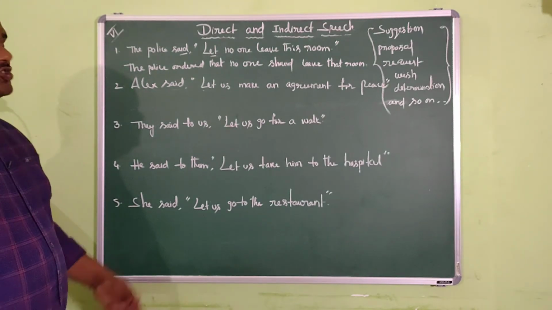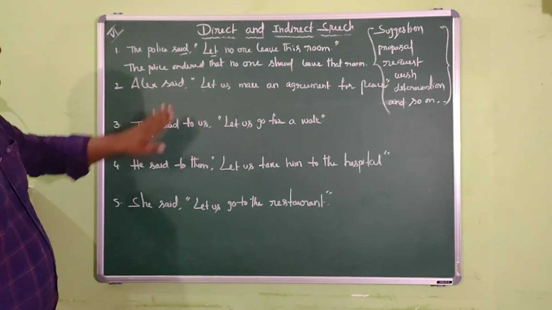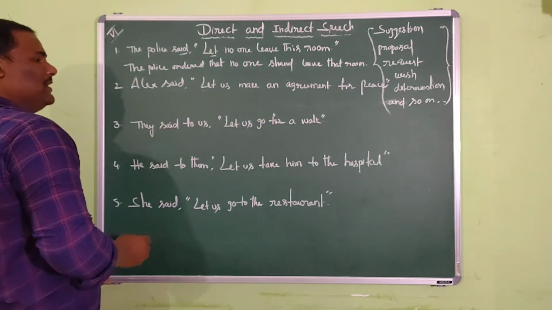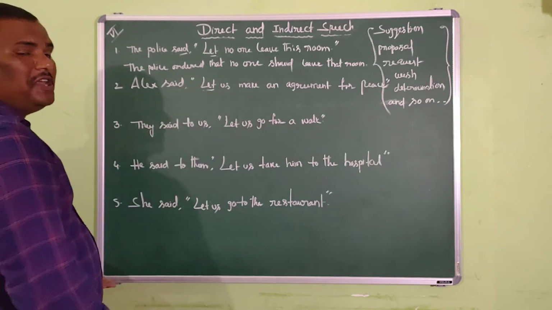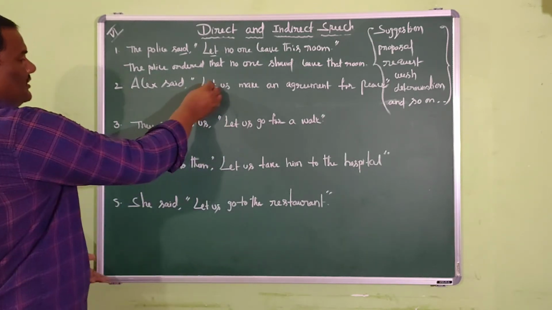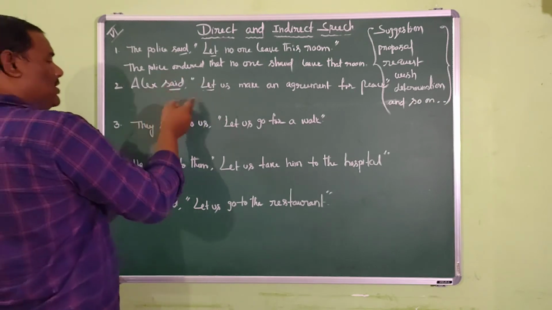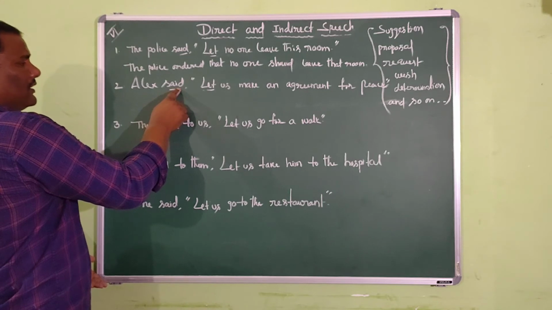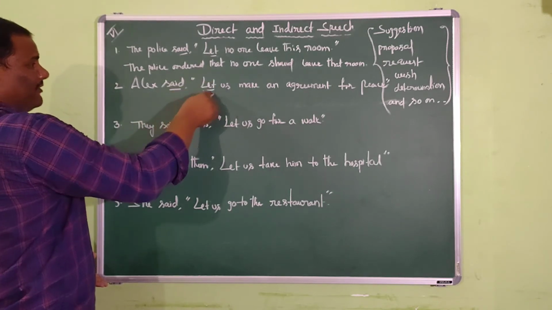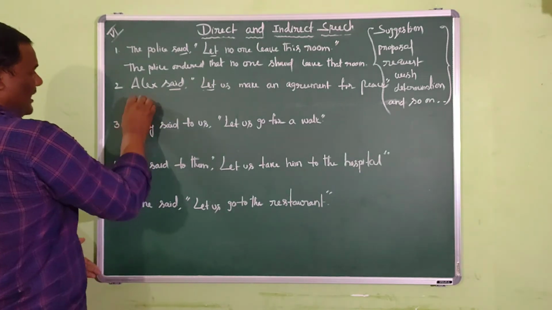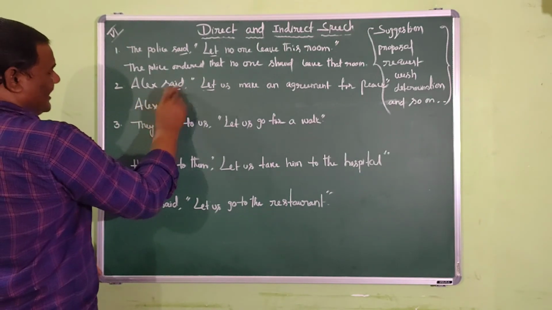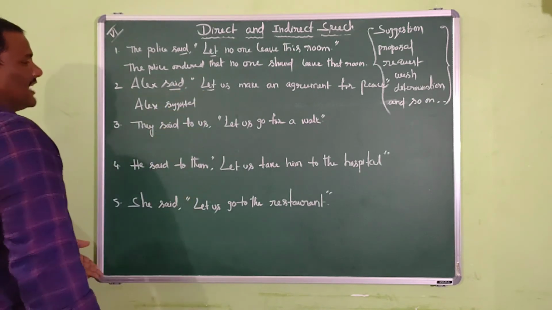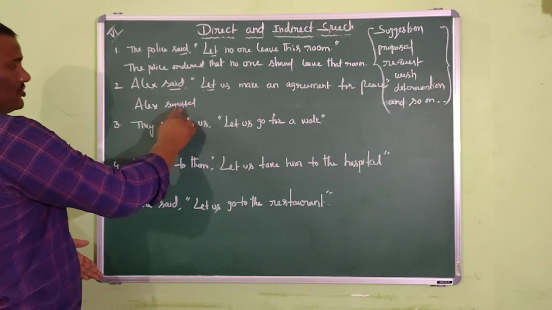Okay, dears, we shall take up the next question. Second question. Alex said, "Let us make an agreement for peace." So here the word let is giving us the meaning of a suggestion. So here the reporting verb can be changed into suggested. Now we are changing the reporting verb as per the meaning given by the word let in the reported speech. Then Alex said can be changed into suggested. Here we are getting the meaning of suggestion by the word let.